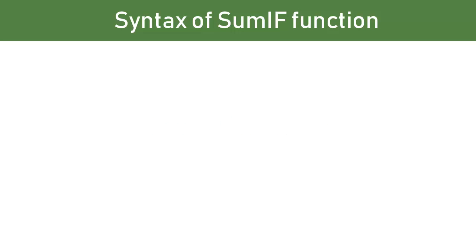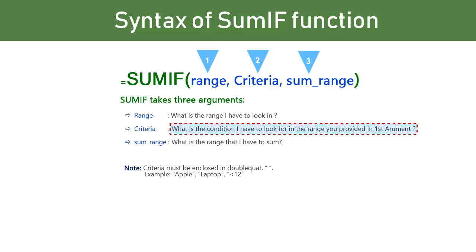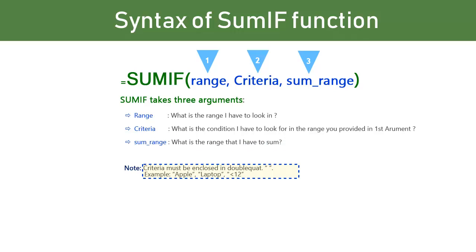Let us have a look at the syntax of SUMIF function. SUMIF takes three arguments: range, criteria and sum range. First argument is the range I have to look in for the criteria. Second is criteria itself. It is the condition I have to look for in the range we provided. And the third and last argument is sum range, the range that we have to sum. That is what we want in result. Remember that criteria need to be supplied in double quotation.